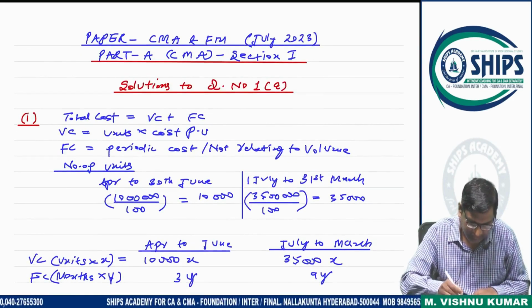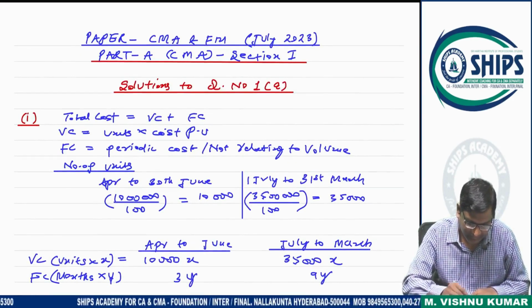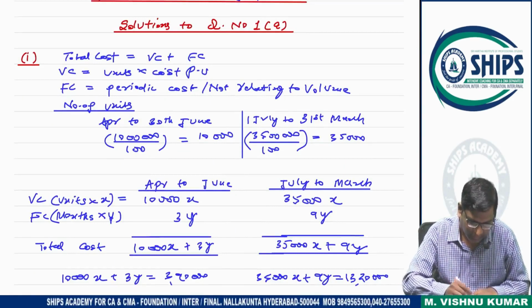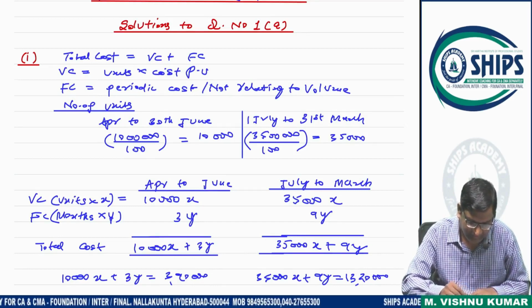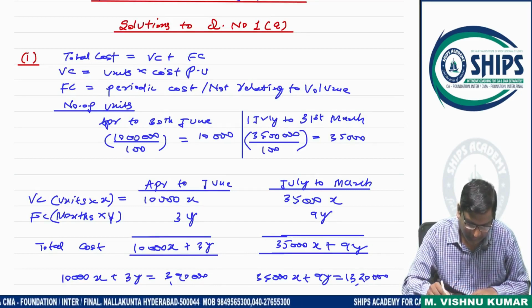Focus. This is July 23, part 1, section 1. So total cost, fixed, variable cost and fixed cost. So variable cost is what? Units into cost per unit. So fixed cost is periodic, so not relating to volume.